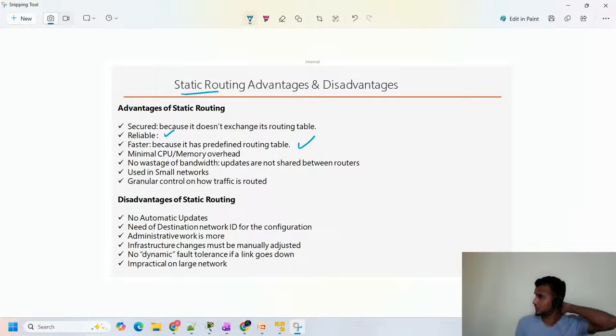So you need to send the routes. If you want to reach from one network to another network, you have to take this particular route, right? So that's the reason it's fast compared to the dynamic routing protocol. So no wastage of the bandwidth, updates are not shared between the routers.